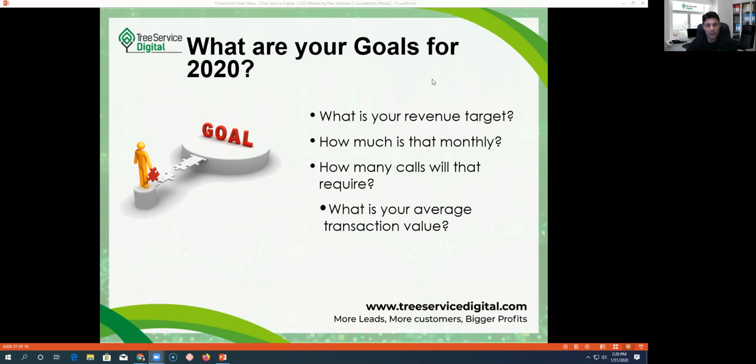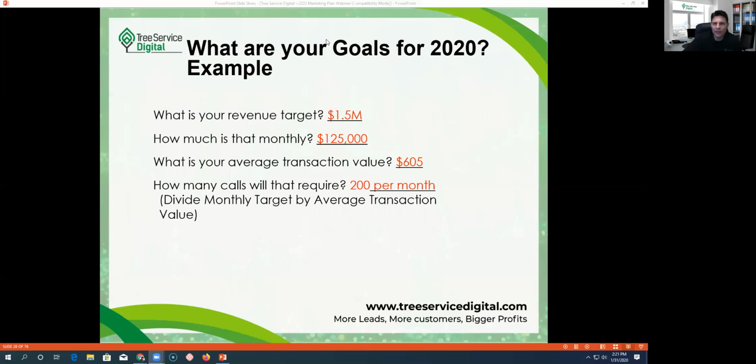How much is that monthly? Just divide it by 12 and see how much that is per month in revenue. How many calls will that require to get that amount of monthly revenue? And then what is your average transaction value? This is going to differ from tree service business to tree service business, because some people focus on commercial, some focus on tree removals, and other people focus more on tree pruning and tree care. It really depends on what you do. But let's go through a little hypothetical number example.